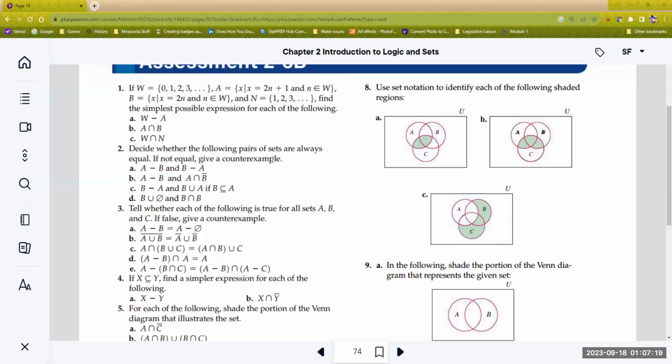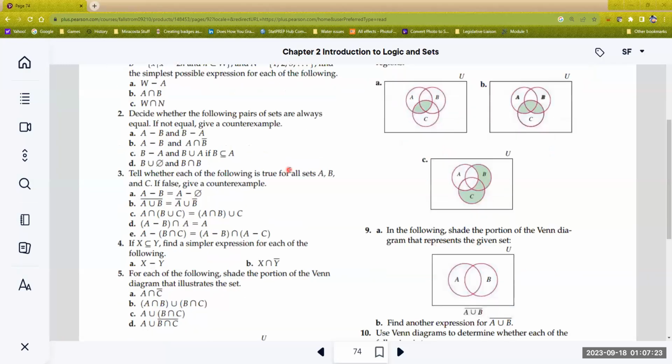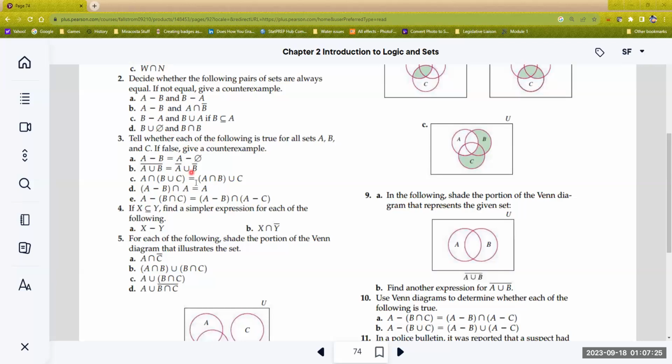Okay. Let's see here. I don't remember if I did this. I think I did number 3 as part of the homework questions. I think we did something like this in class, but let's see. I might as well.